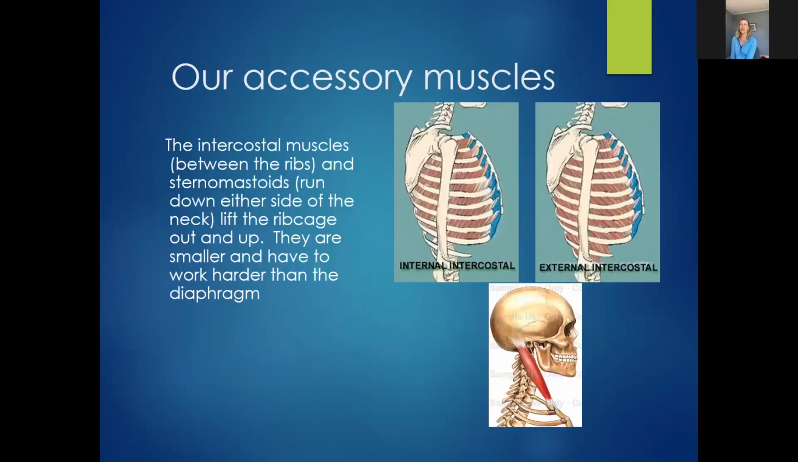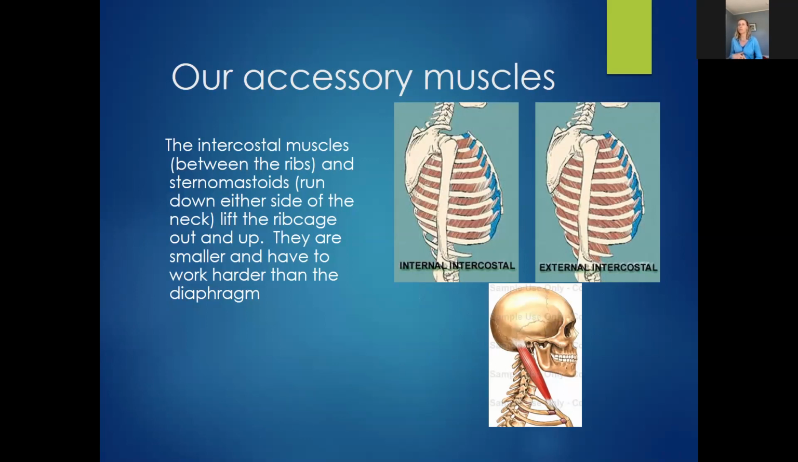As we talk about the accessory muscles, we're talking about muscles that are much smaller than the diaphragm. Because they're smaller, they don't work as efficiently, so we can't rely on them for breathing. We have to count on our diaphragm to do its job the best way that it can in order to really move the air in and out of our lungs.